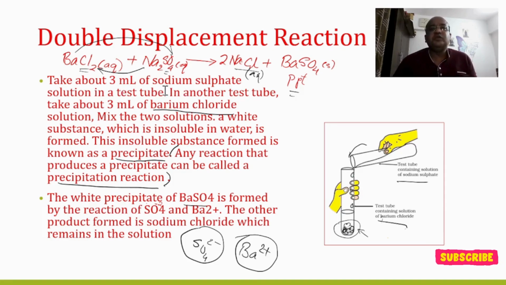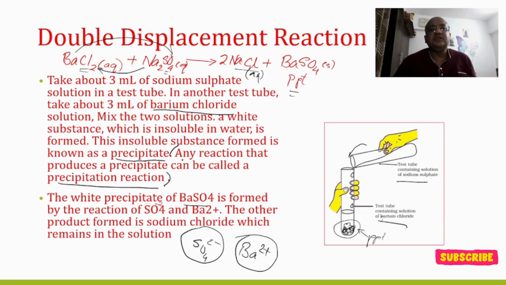What we need to do is take 3 ml of sodium sulfate in a test tube, and take 3 ml of barium chloride in another test tube. Now mix the two solutions well. What we'll get is a white substance, which is insoluble in water and is formed. This insoluble substance formed is known as a precipitate. So this is my precipitate which is formed.